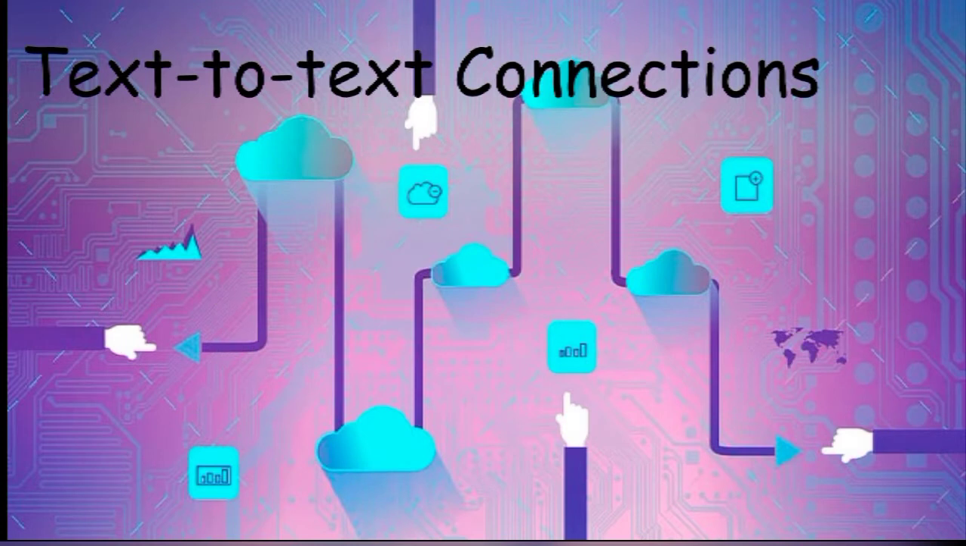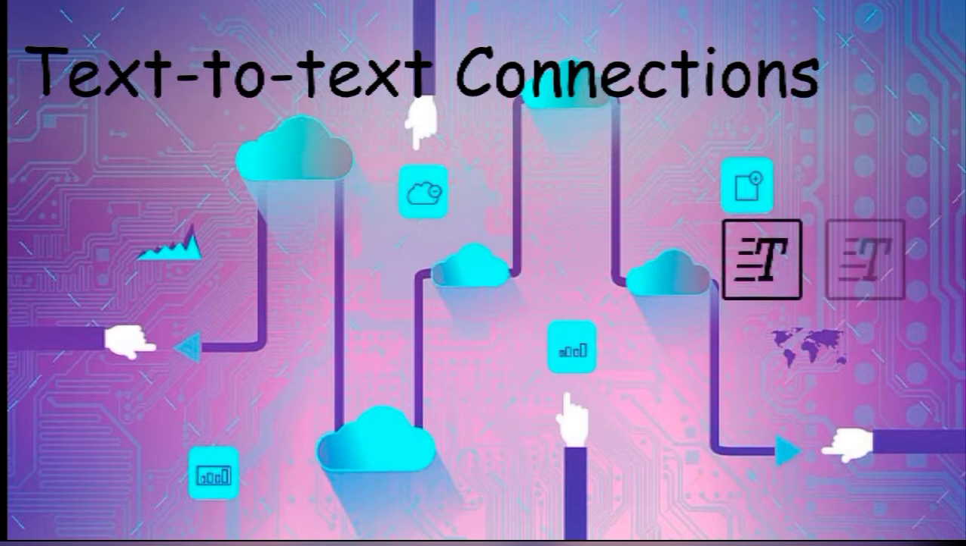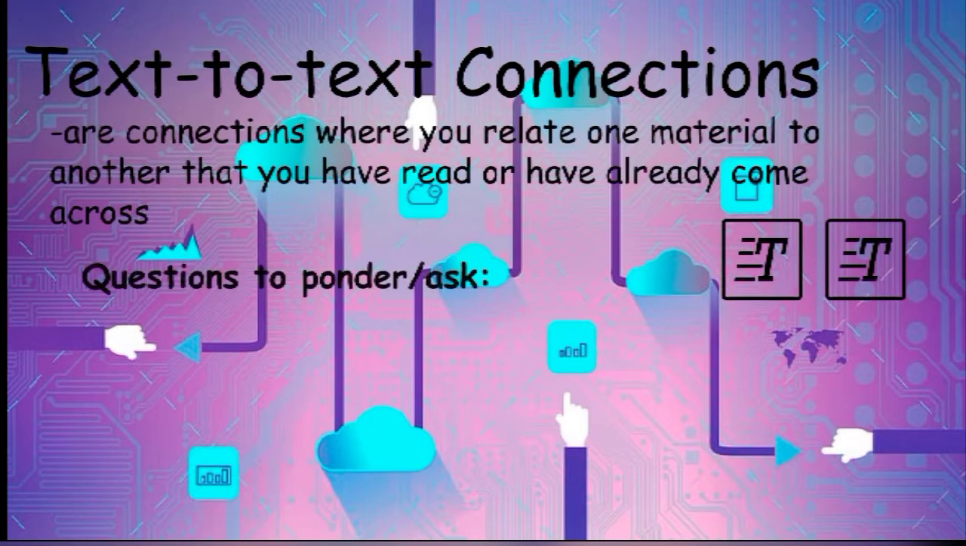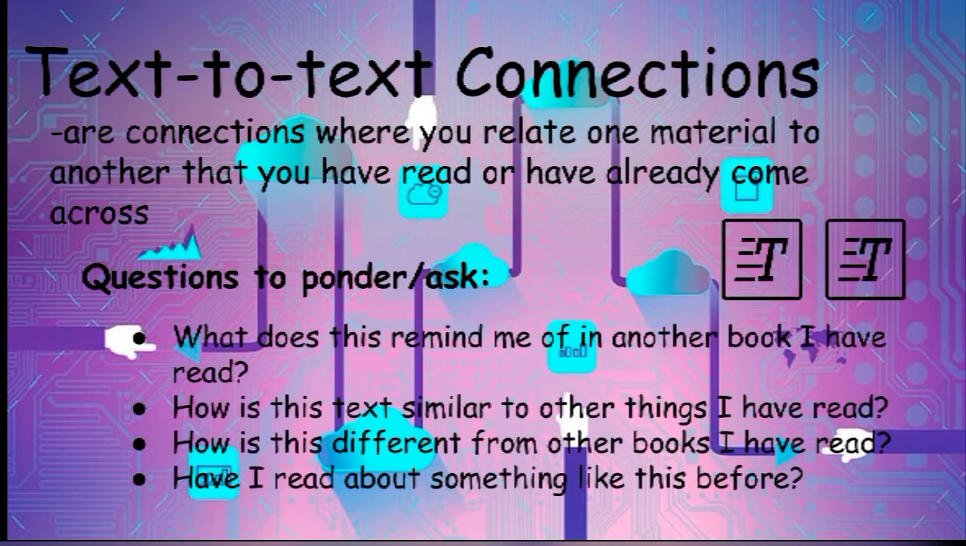Next one is text-to-text connection. These are the connections where you relate one material to another that you have read or have already come across. Texts might be similar in author, or have the same theme or topic, same genre, and the like. So questions to ponder and ask: what does this remind me of in another book I have read? How is this text similar to other things I have read? How is this different from other books I have read? And have I read about something like this before?